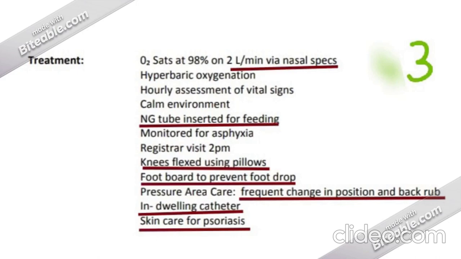Oxygen sats at 98 percent on 2 liters per minute through nasal specs. Hyperbaric oxygenation, hourly assessment of vital signs, calm environment. NG tube, we need to underline NG tube, inserted for feeding, monitored for asphyxia, registrar visit 2 p.m. And the remaining things are relevant data.